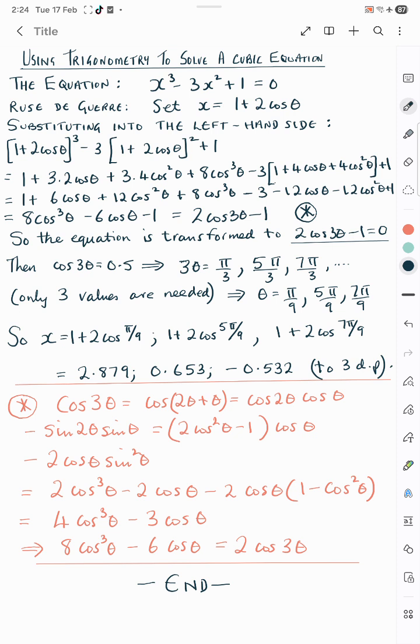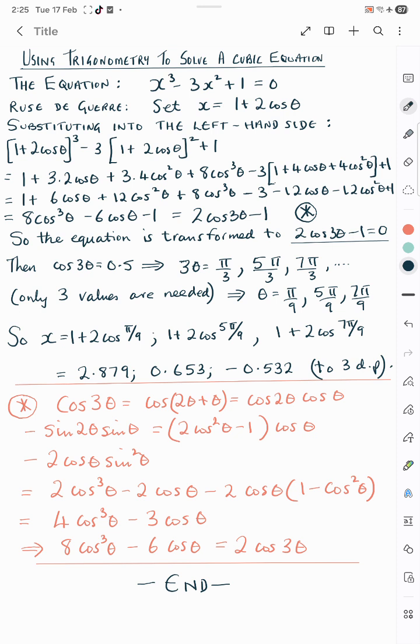So the equation is transformed then to 2 cos 3 theta minus 1 equals 0, which means that cos 3 theta is 0.5, and 3 theta then will be pi upon 3, then 2 pi minus pi upon 3, which is 5 pi upon 3, and then 2 pi plus pi upon 3, which is 7 pi upon 3. So in other words, I say that again, 3 theta will be pi upon 3, 5 pi upon 3, and 7 pi upon 3. Only three values are needed because it's a cubic equation.